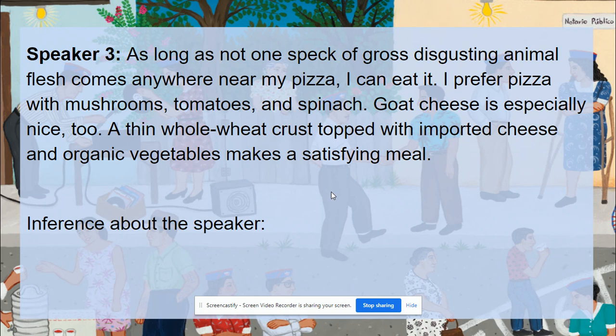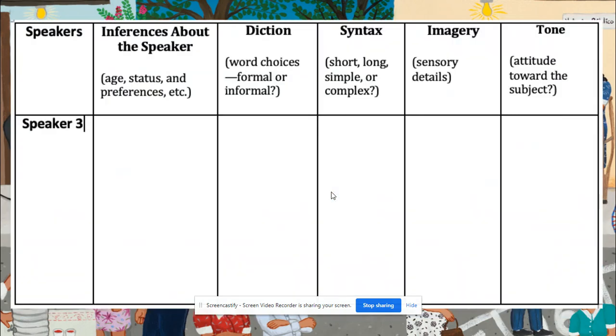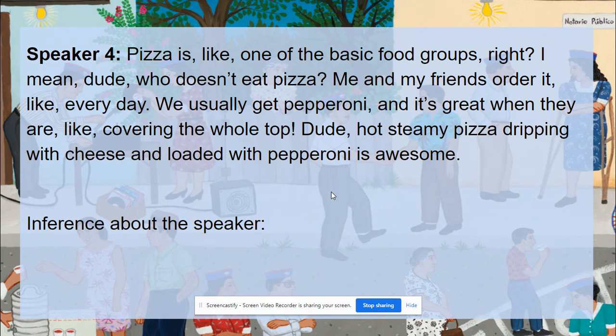All right, so make your inference about the speaker, fill in your chart here. This is definitely one where your tone is going to need some qualifications. This speaker isn't an all or nothing speaker, so make sure you note that. All right, and speaker 4.